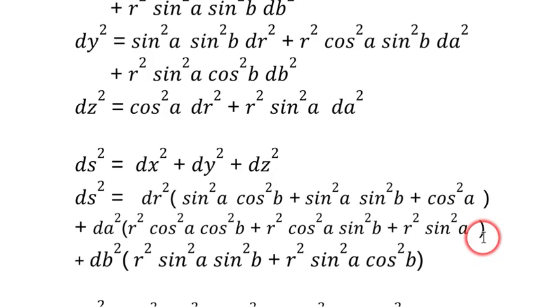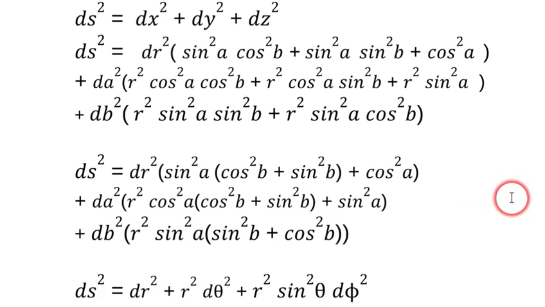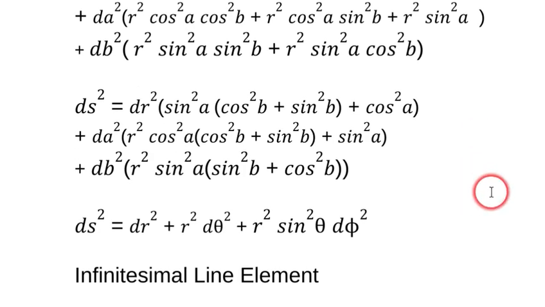Now you just keep reducing these until you start getting those identities. So you see right here, I have cosine squared B plus sine squared B. Well, that's just 1, and 1 times this is sine squared A. Sine squared A plus cosine squared A is just 1, so that makes this a 1. Now I do the same thing here, and I wind up with an r squared. I do the same thing here, and I wind up with r squared sine squared theta. So the answer is ds squared equals dr squared plus r squared d theta squared plus r squared sine squared theta d phi squared. This is called the infinitesimal line element.